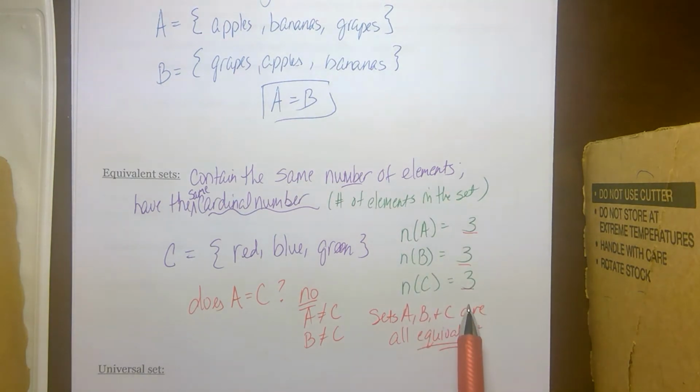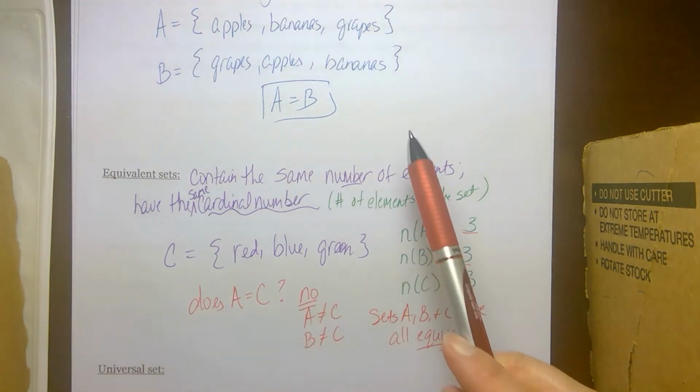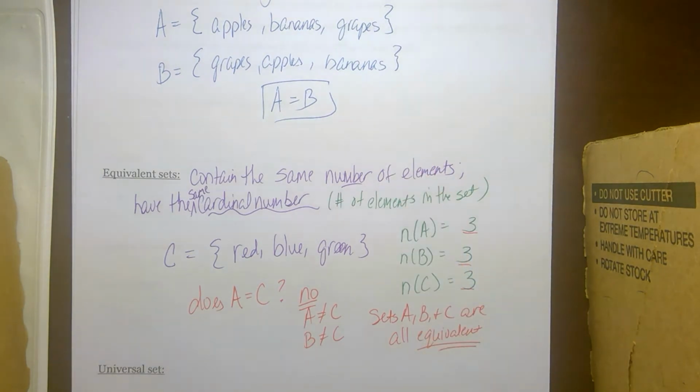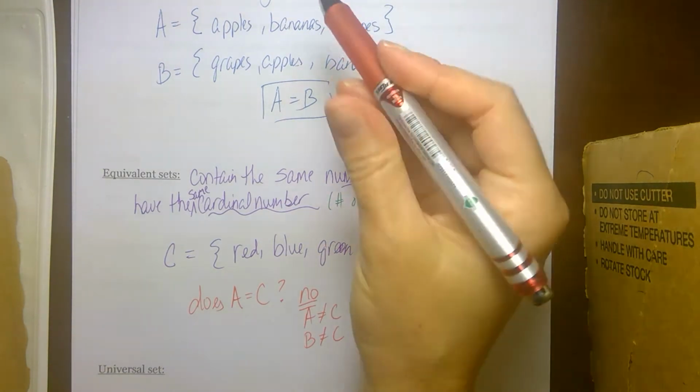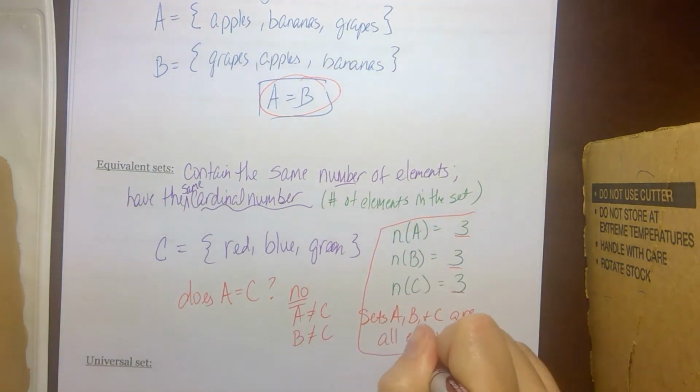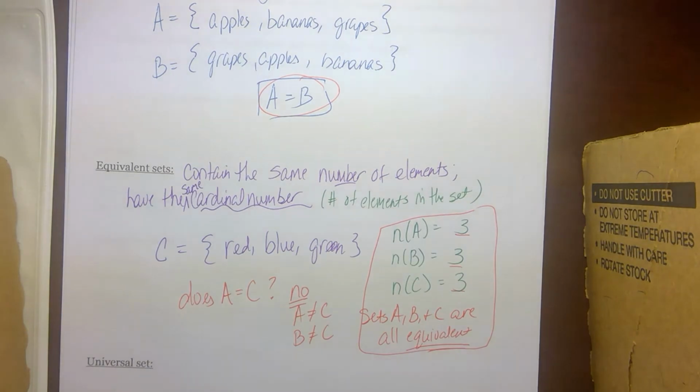All three sets have the same cardinal number. They all have 3 elements. But the elements in set C, those 3 elements, do not match. They are not the same as the elements in set A or the elements in set B. So A is equal to B, but C is not equal to A or B. They are, however, all 3 equivalent sets. And we don't have a notation for equivalent.